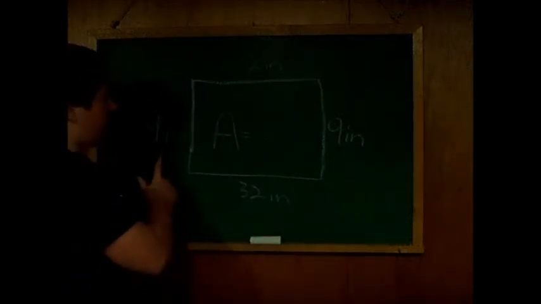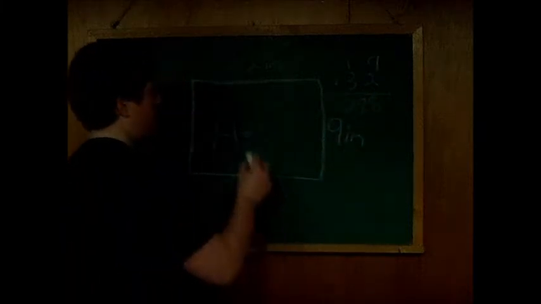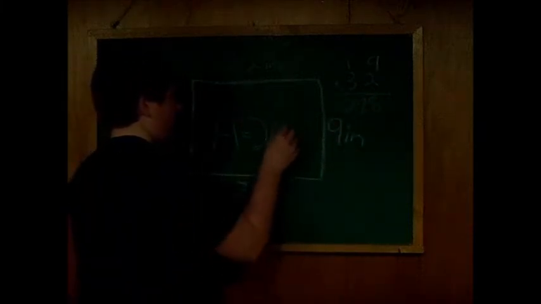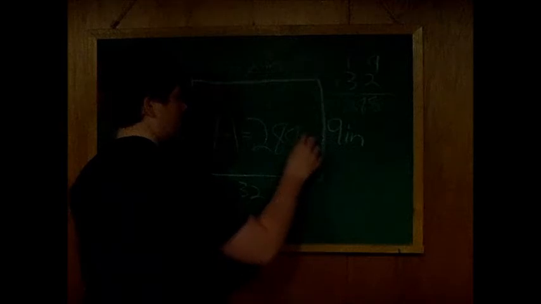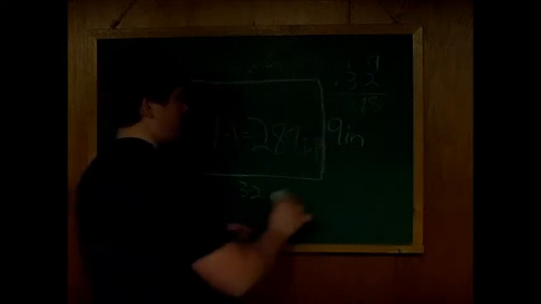In the second example, the rectangle had a side of 9 inches and 32 inches. So we would take 9 times 32. So your answer would be 288 inches squared.